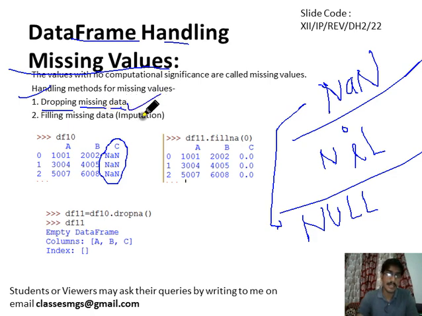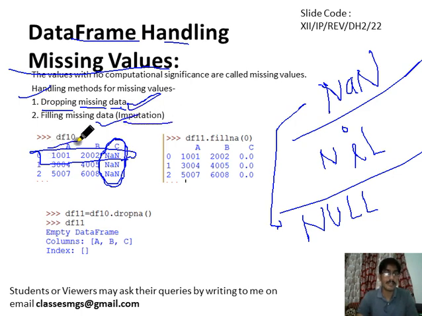You will call this operation dropping missing data. If you want to delete the corresponding columns or rows which contain the NaN, then this operation is known as dropping the missing values. And if you want to fill in some default value in place of the NaN value, then this operation is known as filling the missing data, or imputation.